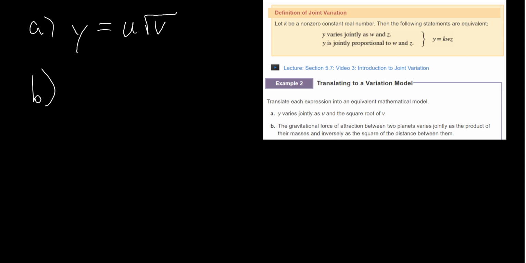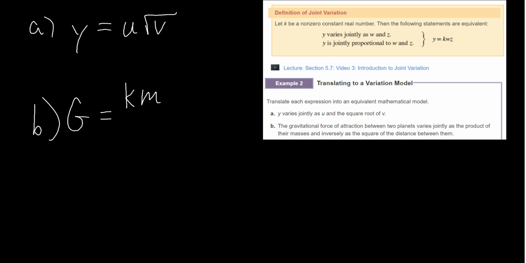So the gravitational force of attraction between two planets. Okay, so we're going to say the gravitational force. So we're going to make that a... Let's put it down just a little bit. The gravitational force, put as a G, varies jointly as the product of their masses.